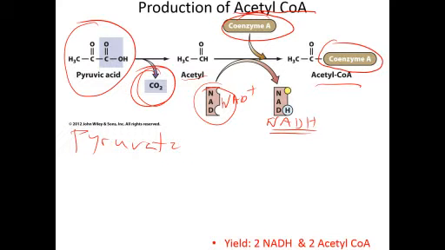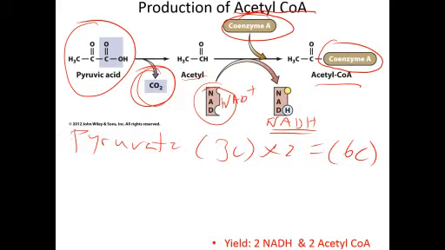So pyruvate has how many carbons? 3, right? And you actually have 2 of these molecules. So since you have 2 of them, you actually have a total of 6 carbons. Now that's at the end of glycolysis.